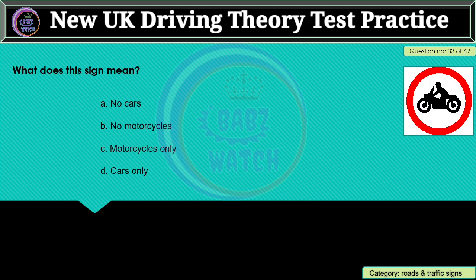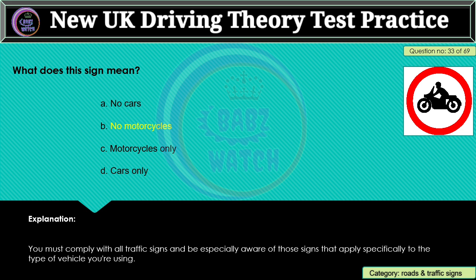Question 33 of 69. What does this sign mean? A. No cars. B. No motorcycles. C. Motorcycles only. D. Cars only. The correct answer is B. No motorcycles. Explanation. You must comply with all traffic signs and be especially aware of those signs that apply specifically to the type of vehicle you're using.